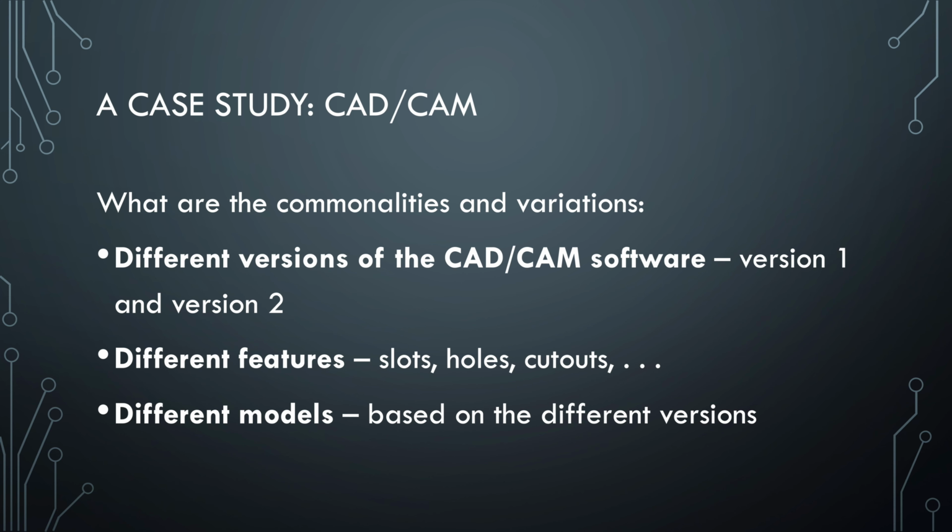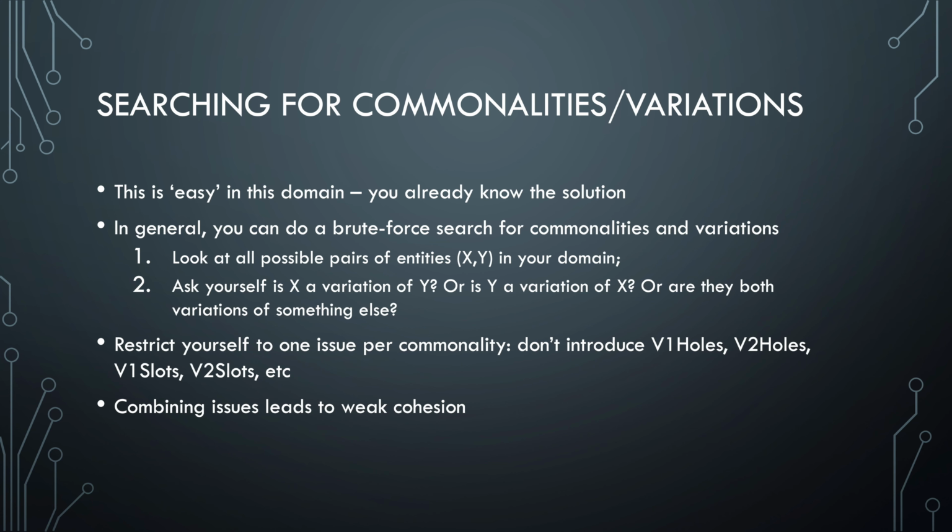Normally, you already know what the variations are in the domain. This is, after all, what you should have found when you created the domain model. Look for possible pairs of entities where one entity is a variation of another one, or where they're both variations of something else. Make sure to keep commonalities singular. In the case of CAD/CAM, commonalities are features and versions. Keep them separate, otherwise you risk ending up with a design that has weak cohesion.